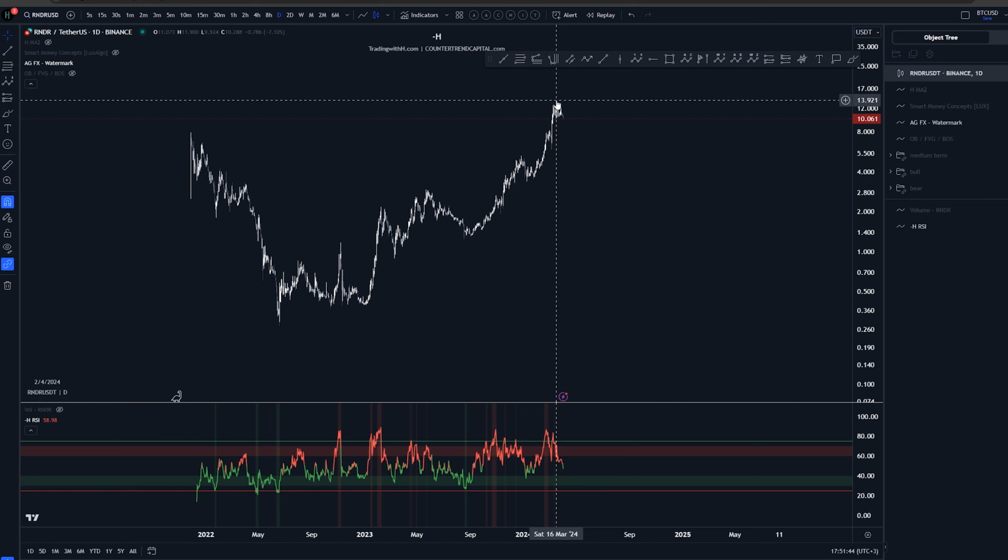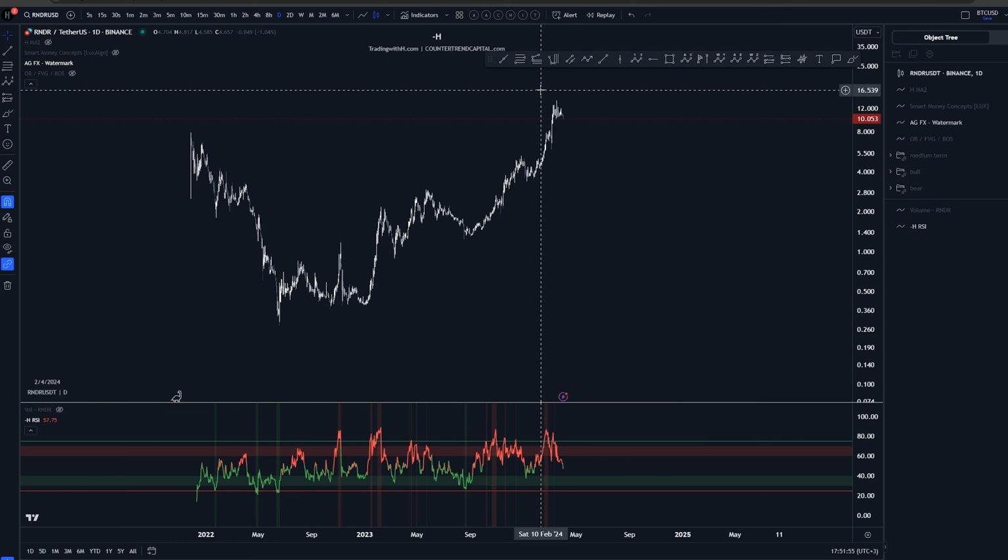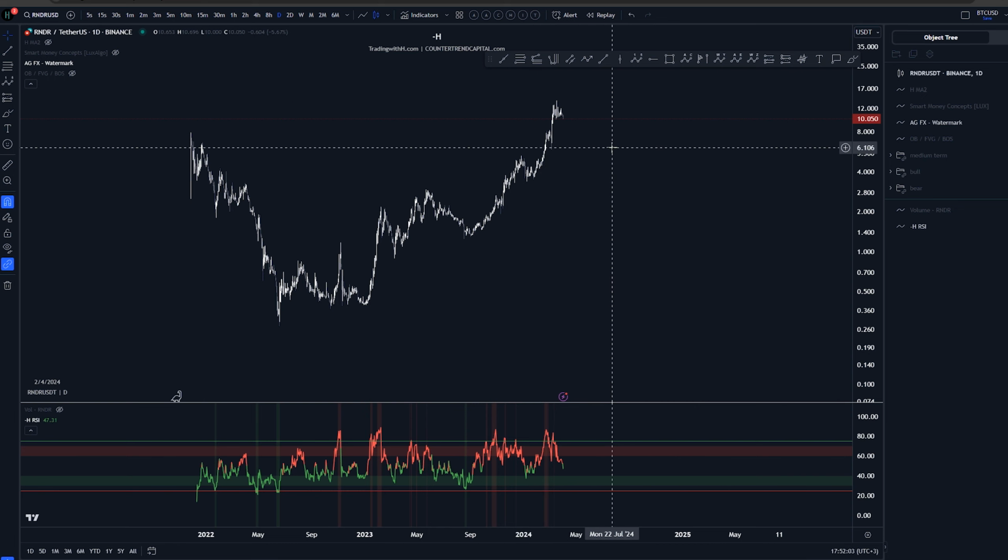Not many altcoins are at the all-time highs, unlike Render, and it is definitely an area of interest: where to take profits, where to risk off if you haven't done that yet. Now, why is that? Well, let's go through the bear scenario first, because that explains it very clearly.